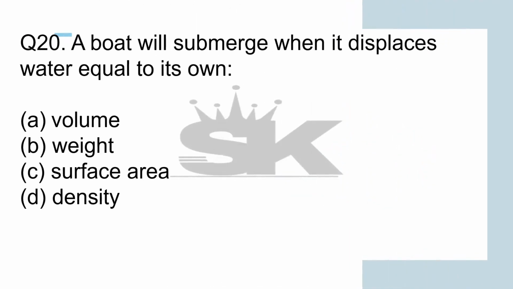a boat will submerge when it displaces water equal to its own weight. Okay, a boat will float when the weight of water displaced equals the weight of the boat, and anything will float if its shape displaces its own weight. I think everyone knows Archimedes' principle, right? The same phenomenon.